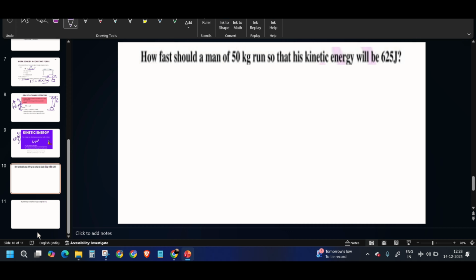Now we are going to do some numericals based on the kinetic energy and gravitational potential energy. Here in this question, we have to calculate how fast should a man of 50 kg run so that his kinetic energy will be 625 joule. Here the given data are: mass of man is 50 kg. Kinetic energy possessed by the man will be 625 joule.